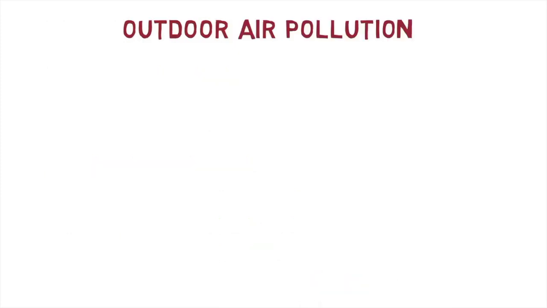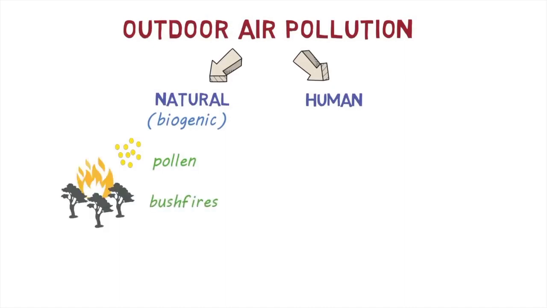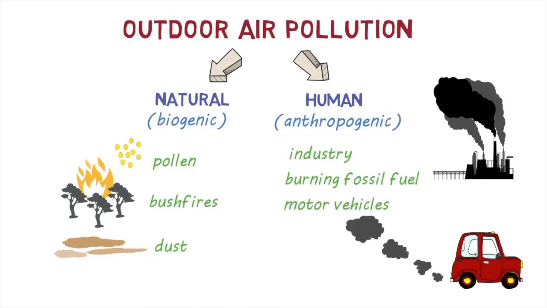Let's take a look at outdoor air pollution first. The outdoor air can be polluted by natural sources or human sources. Natural or biogenic sources of air pollution include pollen, bushfires, or dust from deserts. Pollution of the air from human sources, also called anthropogenic air pollution, is commonly due to industries, burning of fossil fuels, and the use of motor vehicles. There are hundreds of different types of air pollutants.